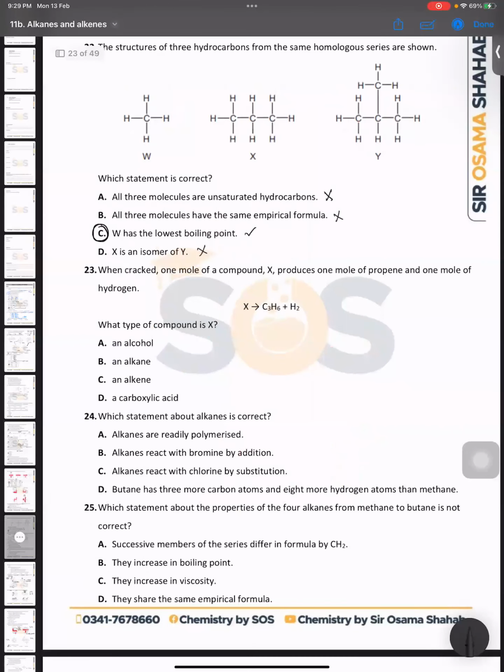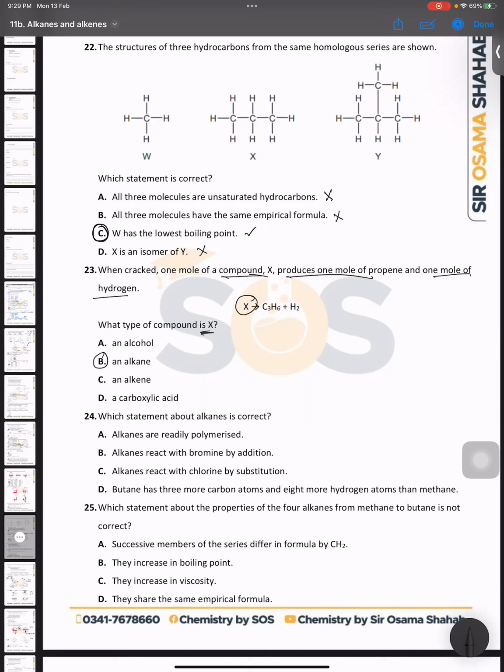Okay. Then we have this one that we already talked about, 22. 23 is saying when cracked, one mole of a compound X produces 1 mole of propene and 1 mole of hydrogen. What type of compound is X? We know that in cracking, the reactant should always be an alkane, right? So the right answer would be B.